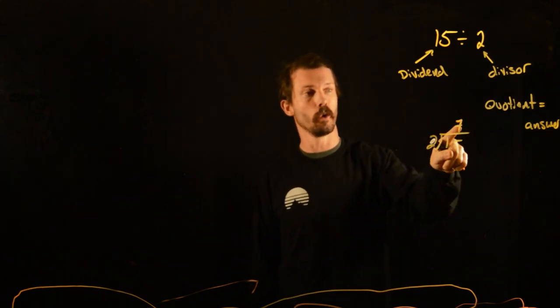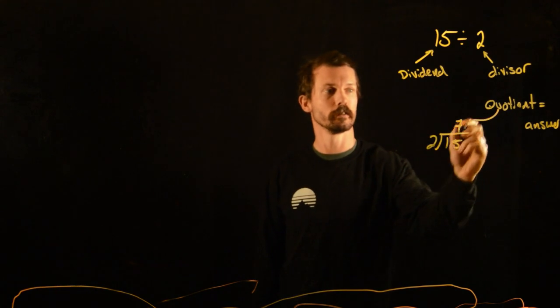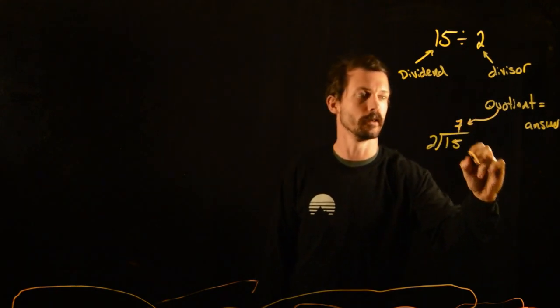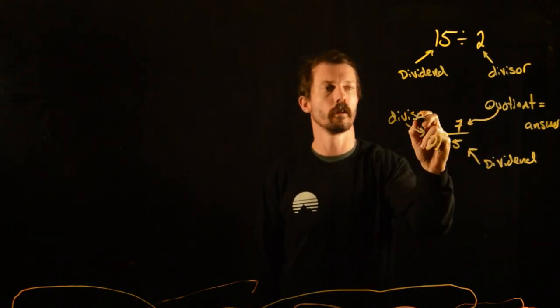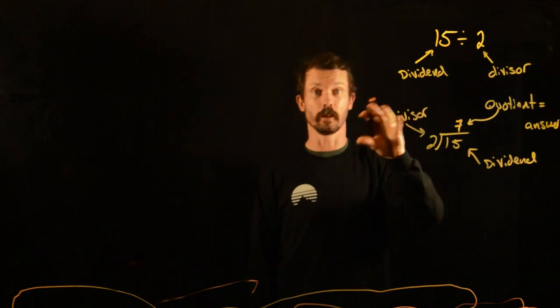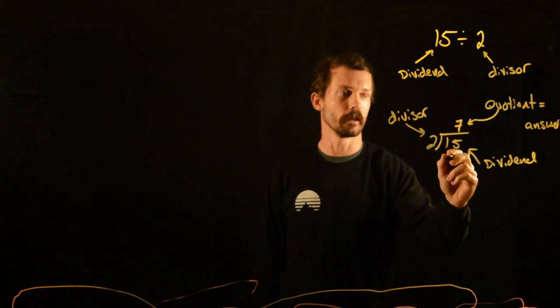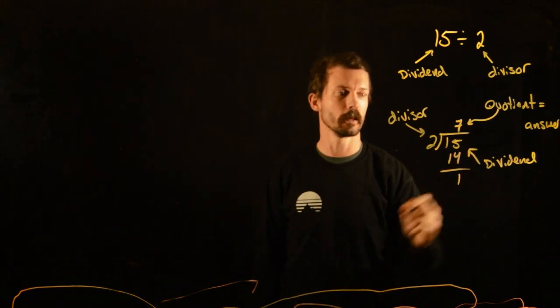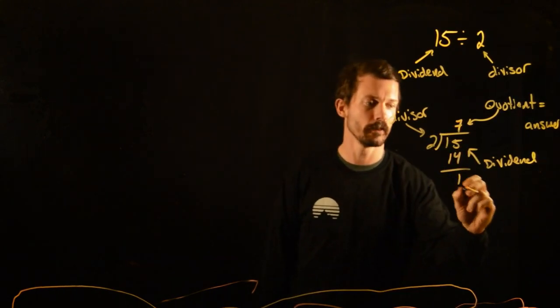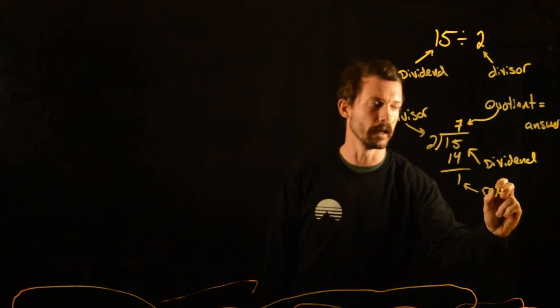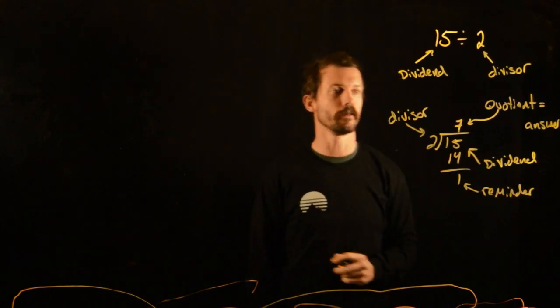Now we would take the quotient, that's the quotient. So dividend, divisor, quotient: those are the parts of a division problem. Now we multiply these two together and you get 14, and then you subtract them and you get 1. This right here is your remainder. That's what's left over.